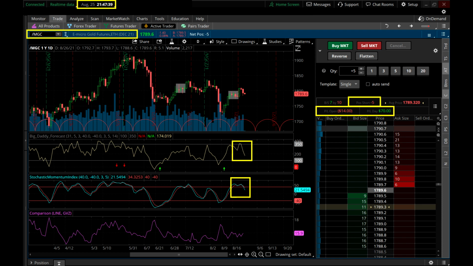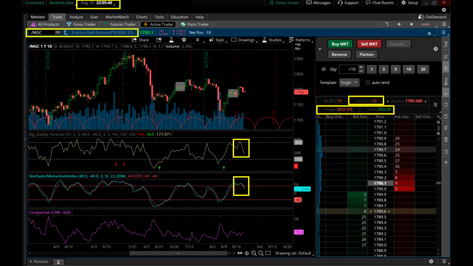Let's look at the next screenshot. Just a little bit later, like 10 or 15 minutes later, you can see the market moved against me, right? Look to the far right. Now I've got 10 contracts. I'm down $32 on the position. I'm up $52 for the day. So I've lost a little profit, even though I haven't closed these positions. It's an unrealized loss.